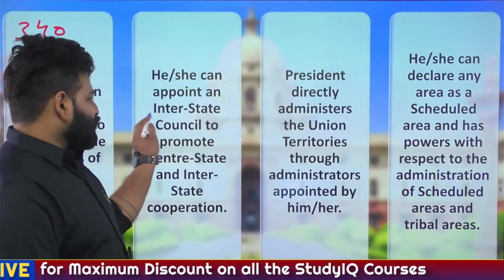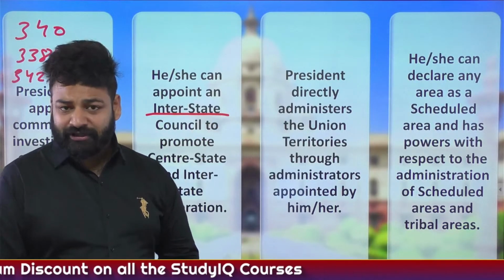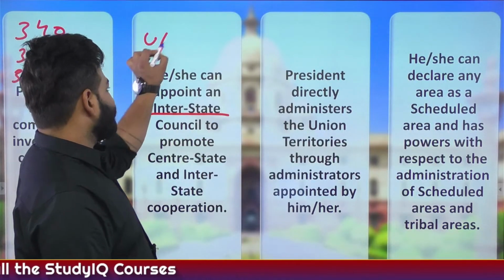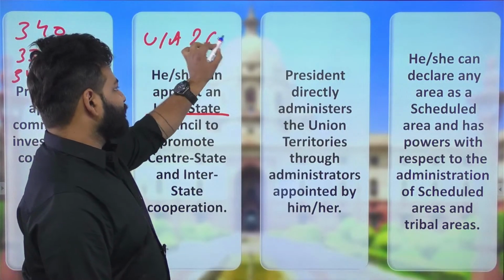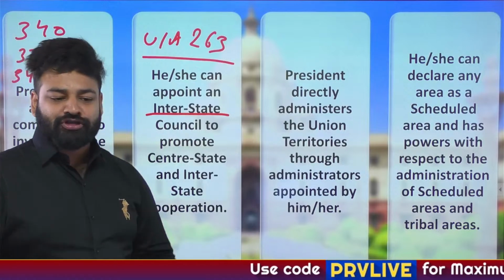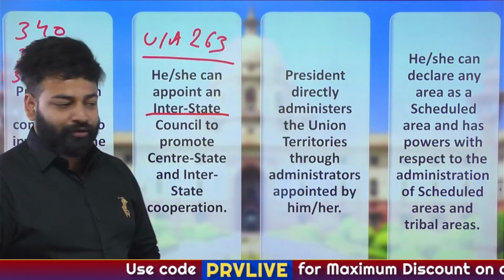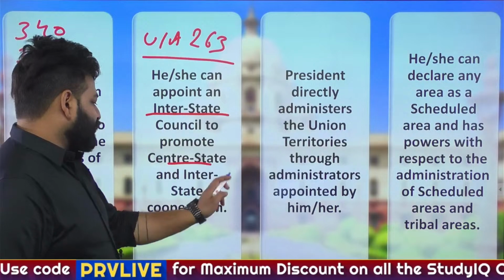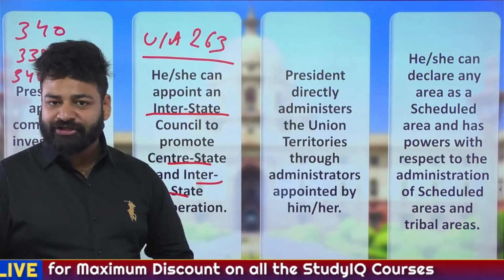Then the President can also appoint an interstate council. This is under Article 263. Interstate council, or also some non-constitutional bodies like zonal councils. So for what? To promote interstate cooperation.